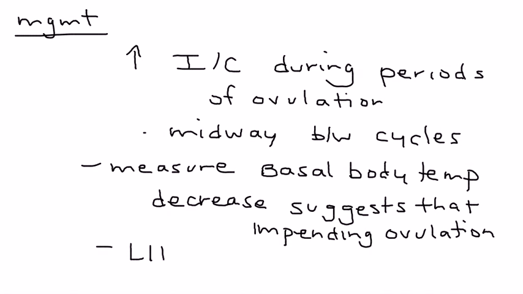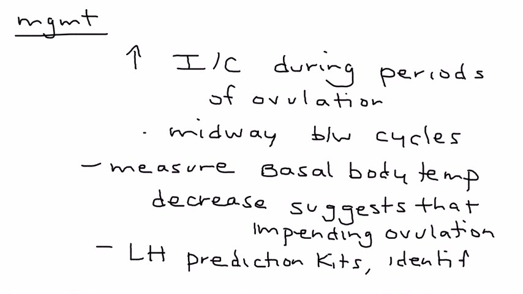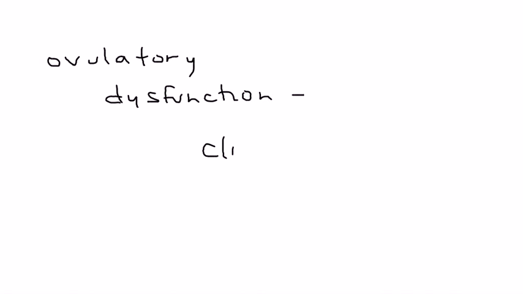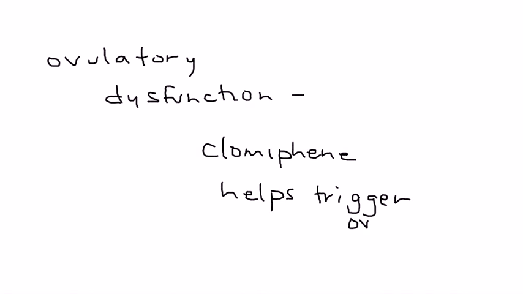Another thing that can be used are these LH prediction kits. You can actually buy these, and what they do is they help identify an LH surge, and that can help predict when ovulation is going to occur. Now, what about if you have very specific problems, such as the fact that there just isn't ovulation happening? Well, fortunately, there's a medication known as clomiphene, and clomiphene is a very popular drug that helps to trigger ovulation.